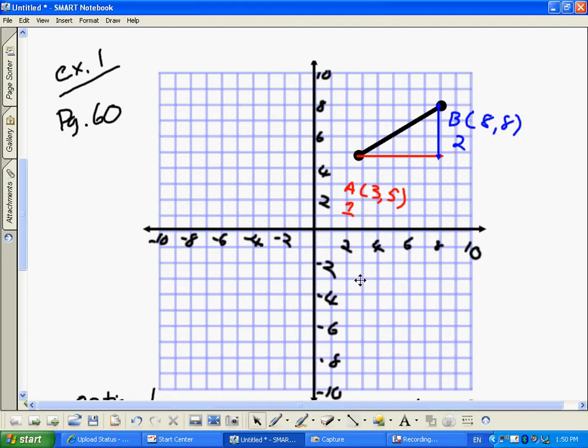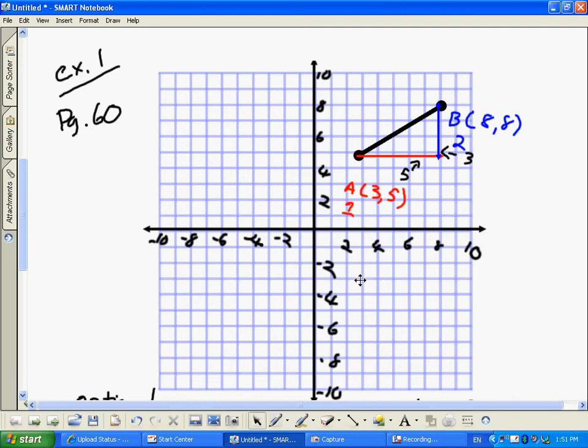So I just have to find the distance of those 2 lines. The red line will be our run and the blue line will be our rise. For the run, we are going from 3 to 8, so the distance of the bottom of the triangle is 5 units. For the rise, we are going from 5 to 8, so the height of our triangle is 3.